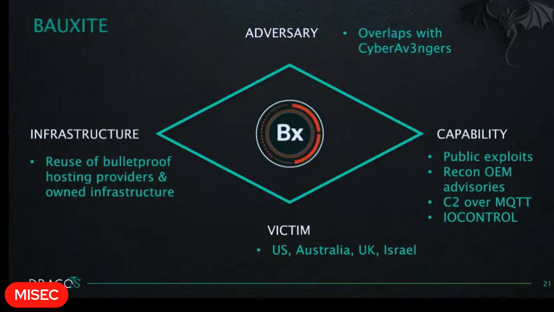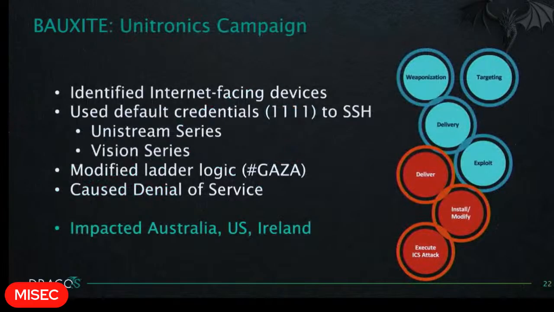Next, I want to talk about Bauxite. This one has overlaps with a hacktivist group called Cyber Avengers, which is clearly active today and yesterday and all last week. And they use their own infrastructure. Their victims are pretty scattered around the world. They definitely are against Western thinking folks. Anyone associated with Israel right now is pretty much a target for that. And their capabilities are mostly using public exploits, so things that are available on the internet. And I'll get into what they actually do in somewhat detail.